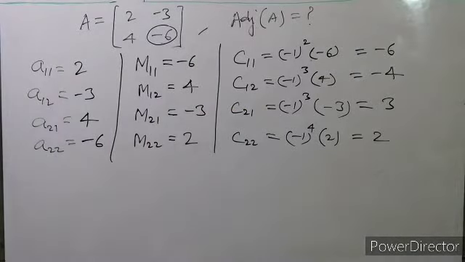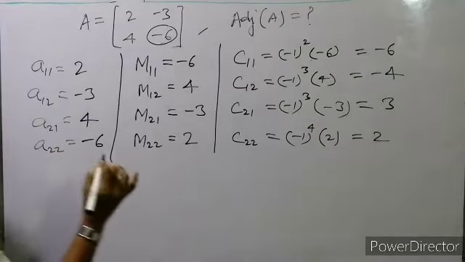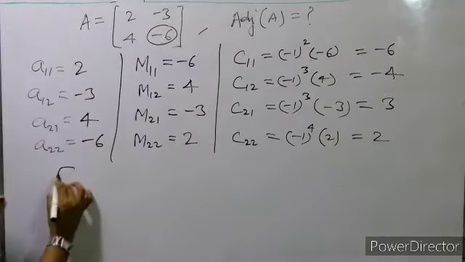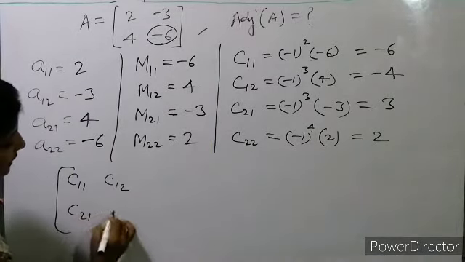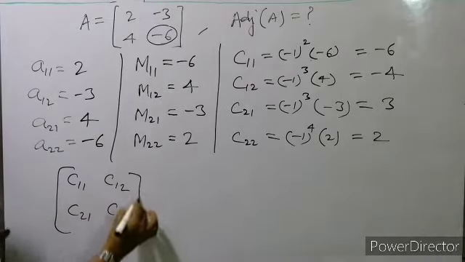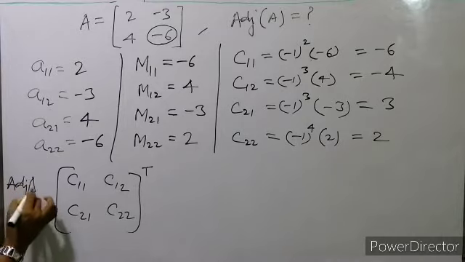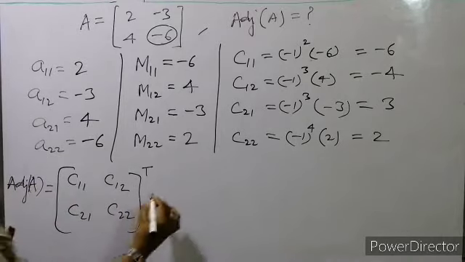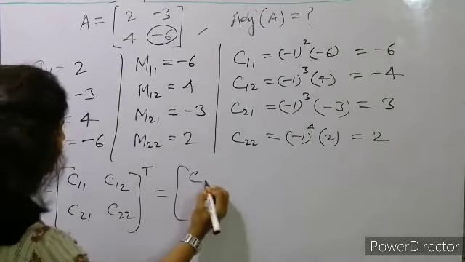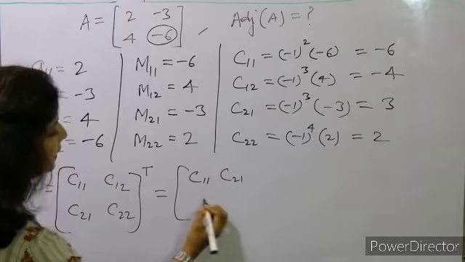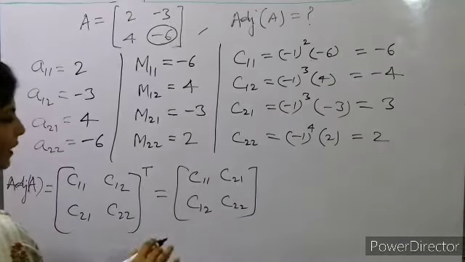Okay, now what we have to do, we have to write the adjoint. So सबसे पहले कोफैक्टर के मैट्रिक्स को हम लिखते हैं. तो क्या होगा, C11 C12 C21 C22. ओके, इसके ट्रांसपोज को ही हम एडजॉइंट बोलते हैं, राइट. एडजॉइंट ऑफ A विल बी इक्वल टू दिस वन. नाउ सो ट्रांसपोज क्या होगा, C11 C21 C12 C22. ओके, होगा.